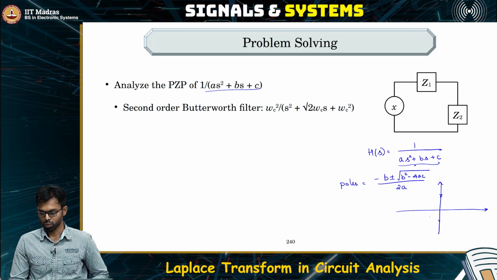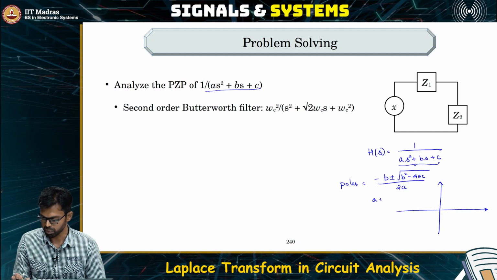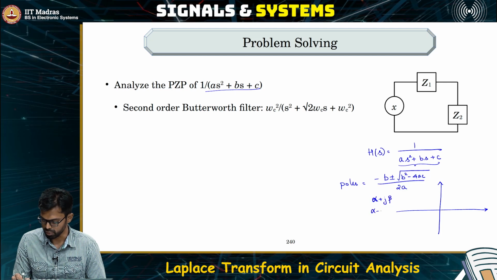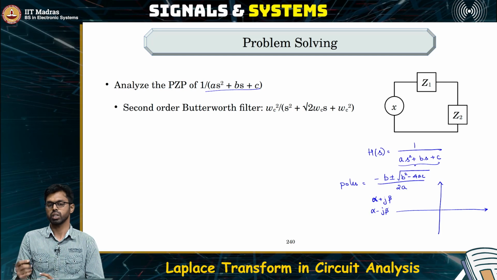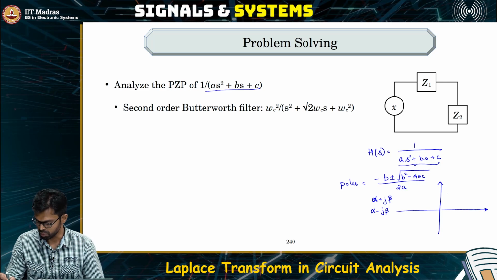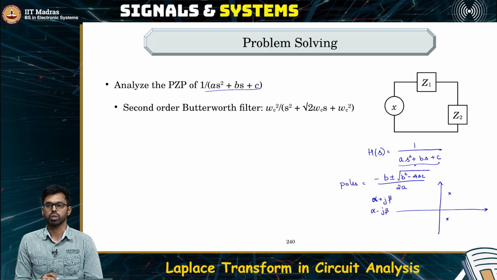So let us take one case. Let's assume the most generic case, that the poles are alpha plus j beta and alpha minus j beta. This is the most generic case of our possible poles here. So let us say these are the poles. How would the ROC look like?